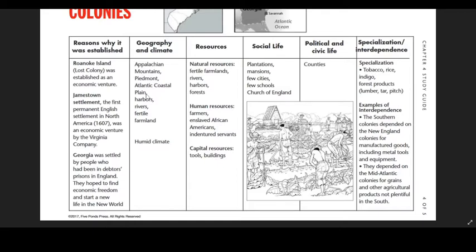Of course, Appalachian Mountains. Piedmont. Remember the Piedmont. Pied meaning foot, mont meaning mountain, foot of the mountain, is very, very fertile land. So they're able, with the humid climate, to grow things like tobacco, where tobacco can't be grown in most other places. They have plantations, mansions.